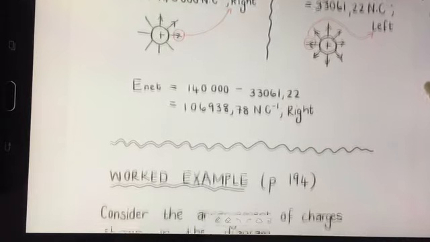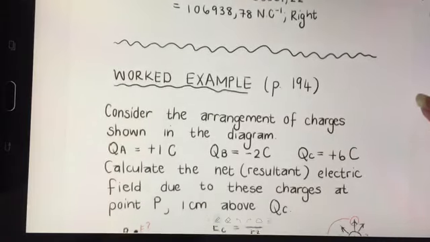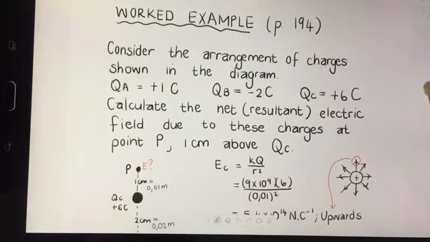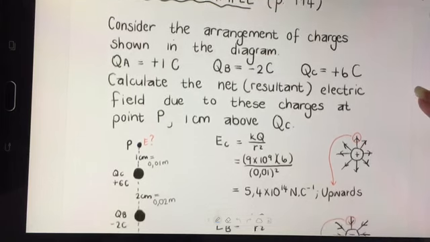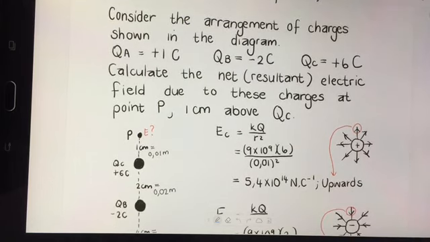Okay, then another worked example, and this one is from your textbook, and this you'll find on page 194 in your book. Consider the arrangement of charges shown in the diagram.